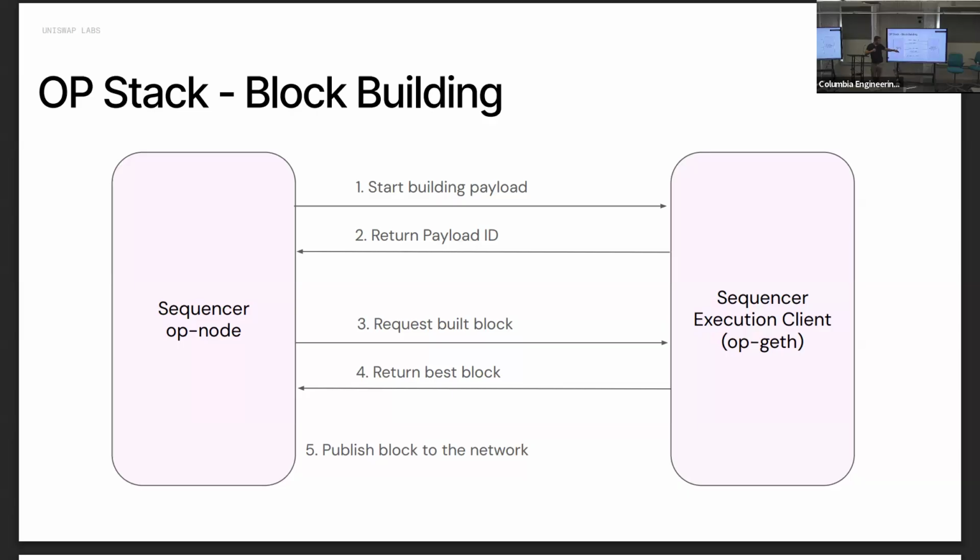There's a separation of responsibility between the proposer, the one that signs off on the block, and the one that actually builds it.